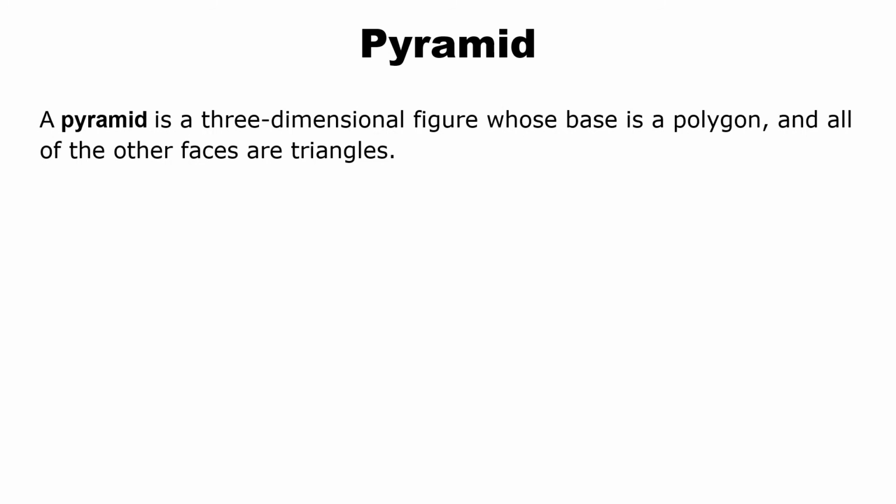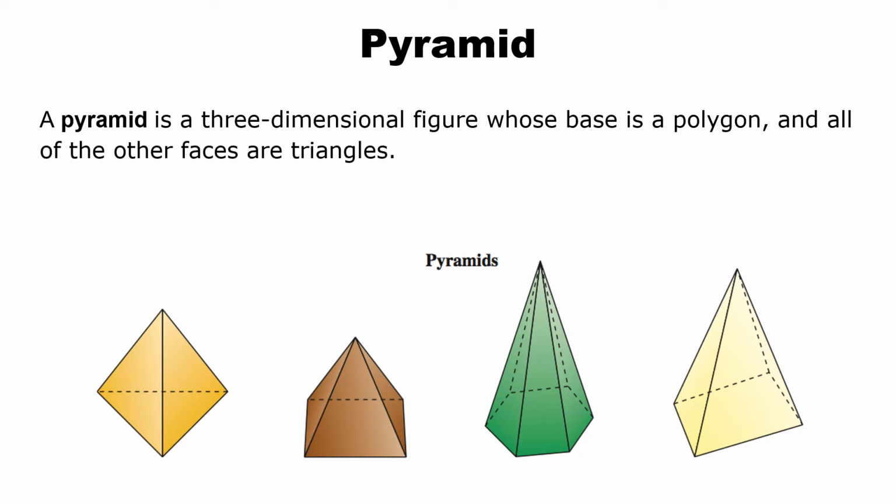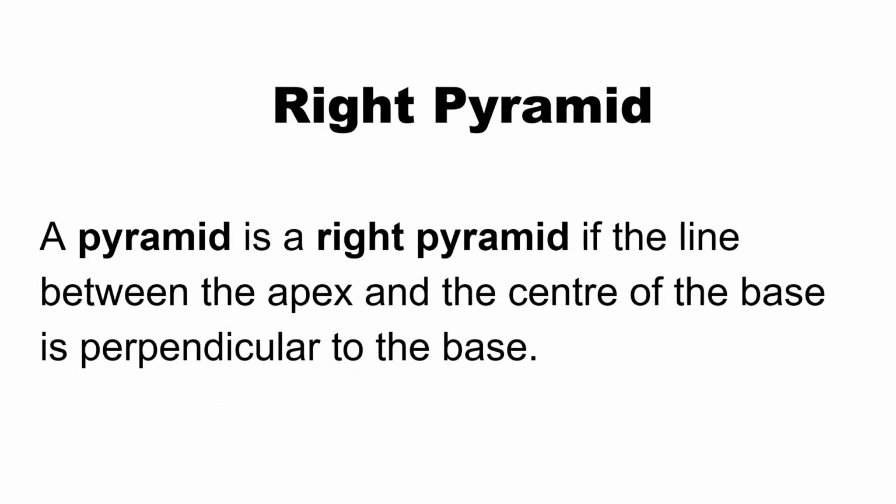A pyramid is a three-dimensional figure whose base is a polygon and all of the other faces are triangles. Here are examples of pyramids. Right pyramid. A pyramid is a right pyramid if the line between the apex and the center of the base is perpendicular to the base.